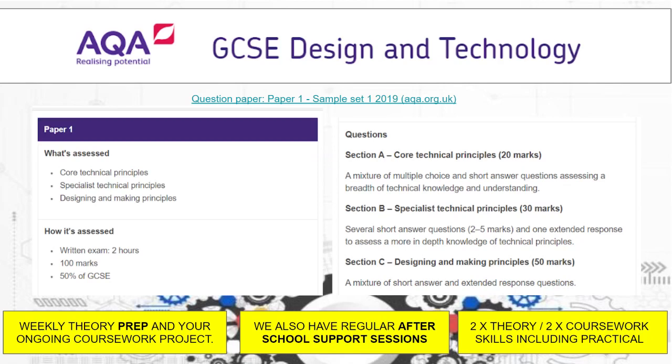So there will be core technical principles, special technical principles, and design and making principles. Some are multiple choice, some are short answers, some are extended response, some might involve an element of sketching, perhaps reading data, reading a graph, reading a pie chart. There's usually an unseen product where you have to apply your scientific knowledge about how materials behave in certain environments. If you want a bit more information, I would encourage you to have a look at that question paper at the top. AQA have a brilliant specimen paper. It can help you get to grips with what the subject actually entails.